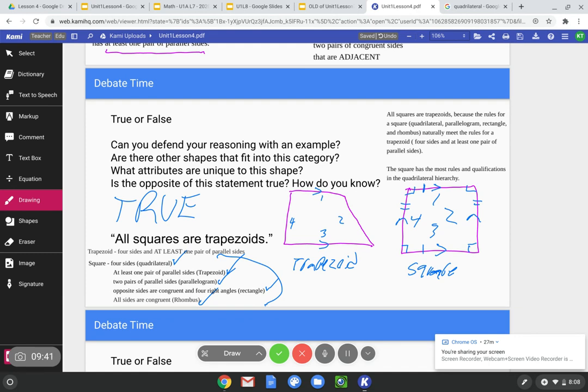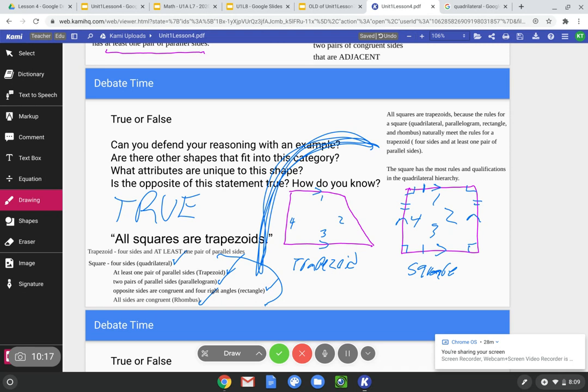Now, here is my explanation. All squares are trapezoids because the rules for a square, quadrilateral, parallelogram, rectangle, and rhombus, which can be seen here, naturally meet the rules for a trapezoid, which are 4 sides and at least 1 pair of parallel sides. The square has the most rules and qualifications in the quadrilateral hierarchy. That's the most elite shape in the quadrilateral hierarchy because it has the most rules to follow.